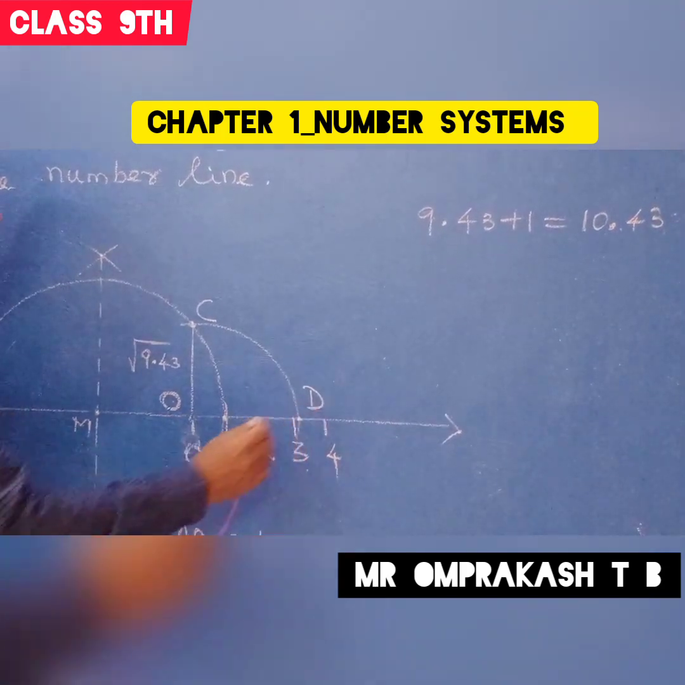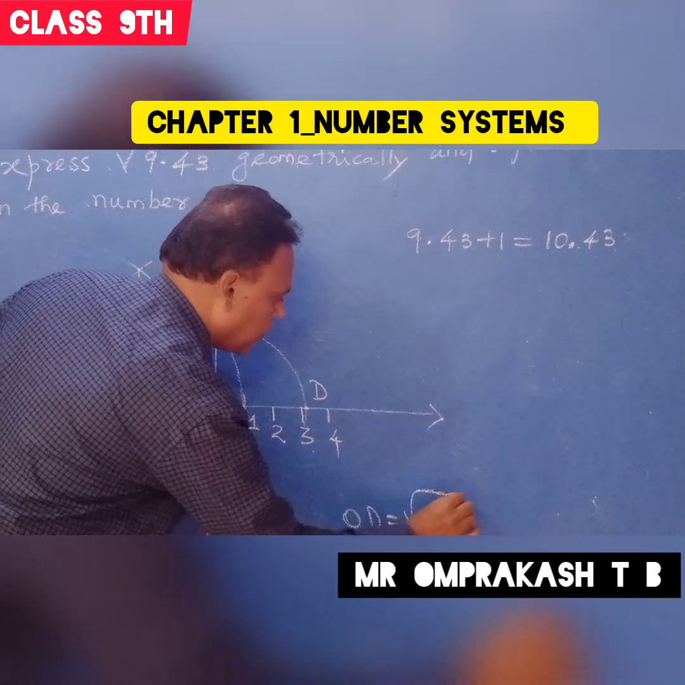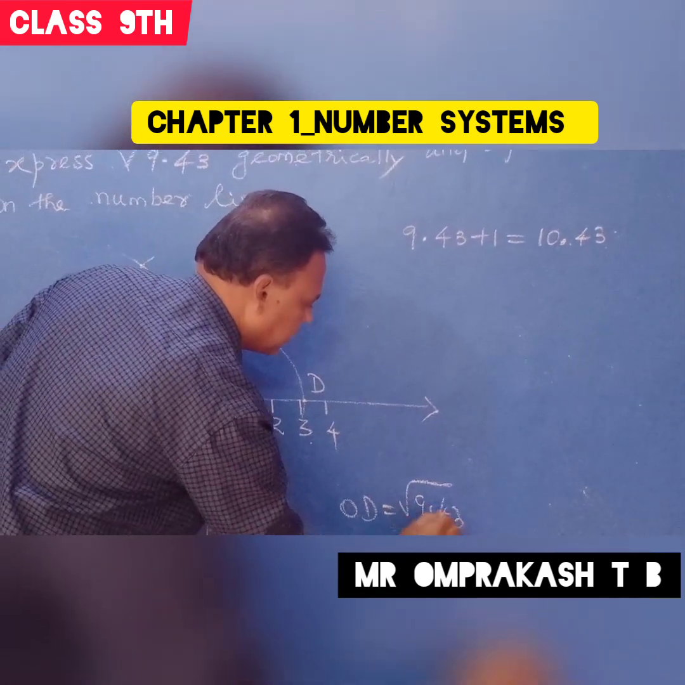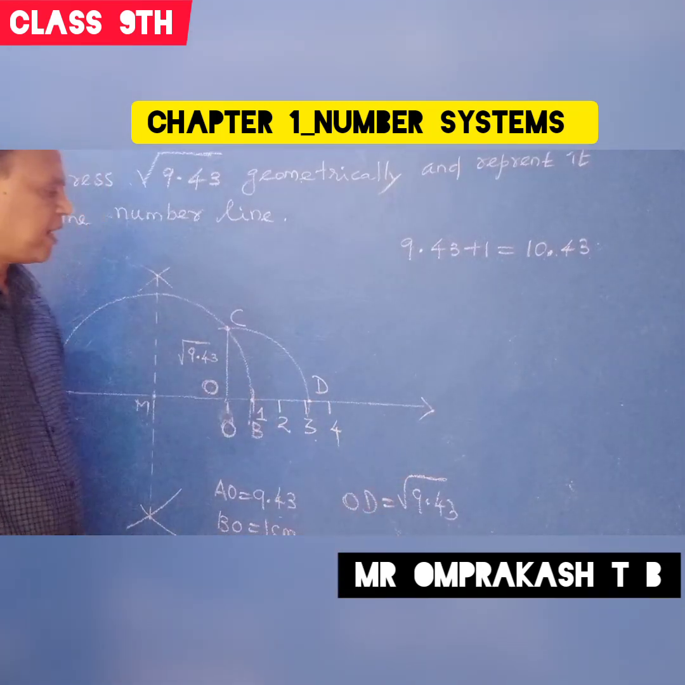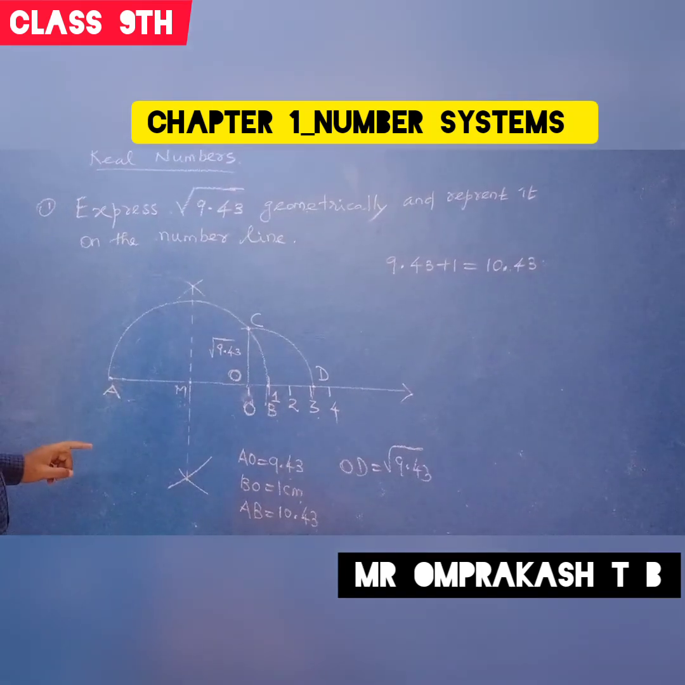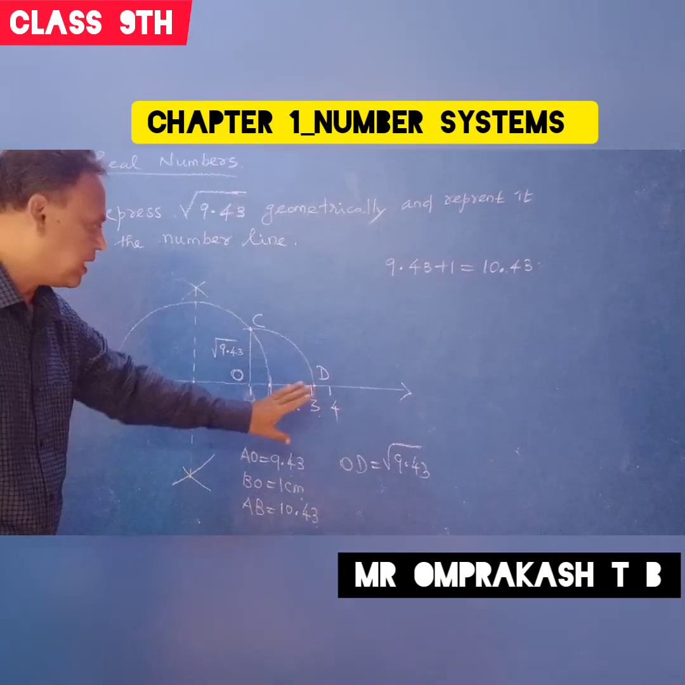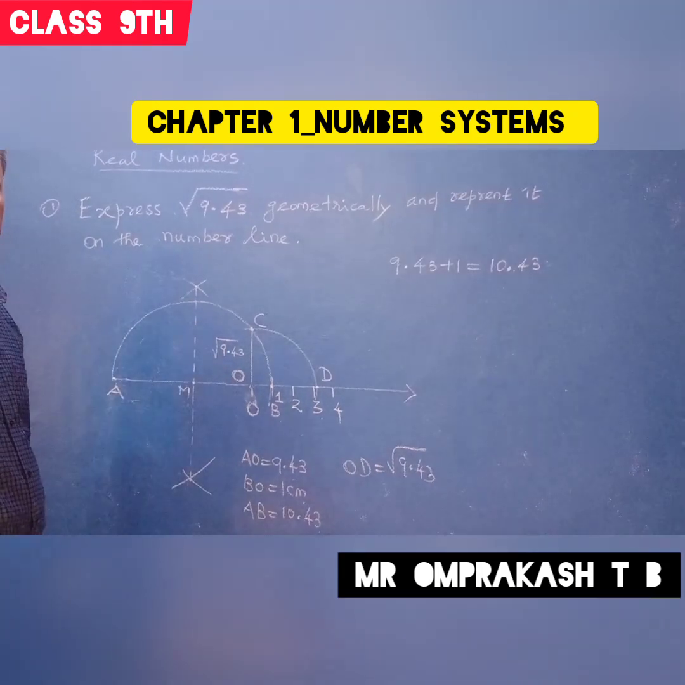Therefore, OD is root over 9.43. Clear? OD is root over 9.43. So we can also represent root over 9.43 on the number line. We can easily represent root over 9.43 on the number line. This is the method. Clear?